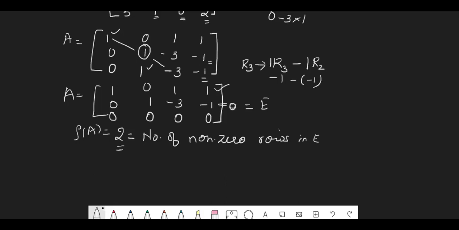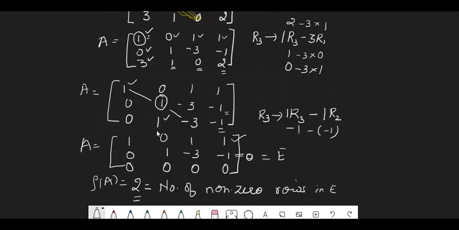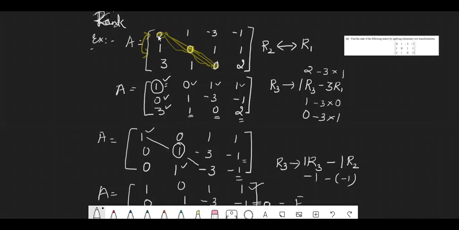Is the part clear? This is a question from your model question paper. See what we did in the beginning. Here first element only was 0. So what we did, we interchanged the rows and made it a non-zero quantity. Then we tried to reduce the below elements as 0. So you should reduce the given matrix into upper triangular and then count the number of non-zero rows. That gives the rank. Hope the part is clear.